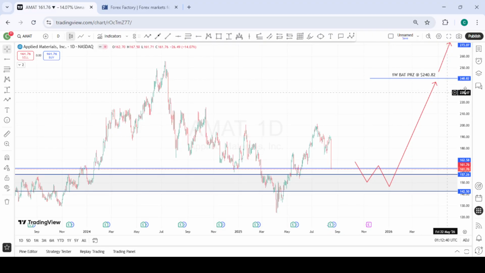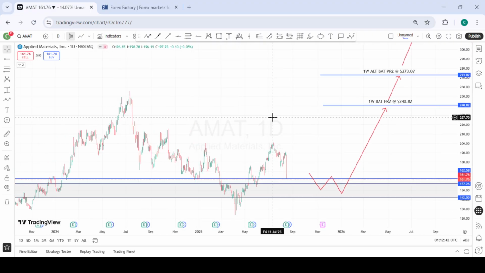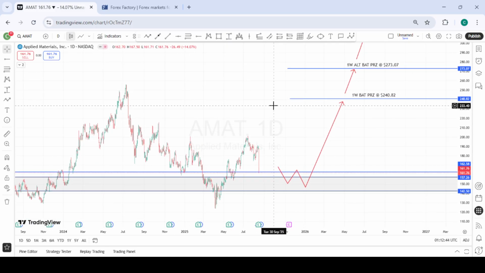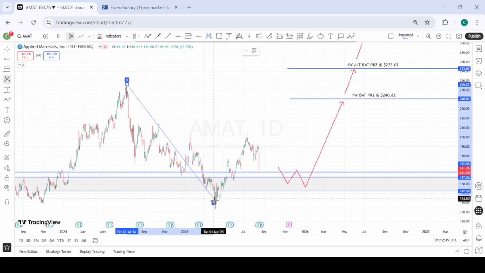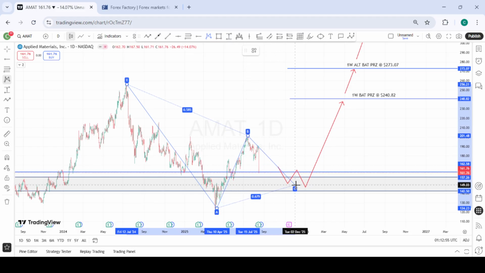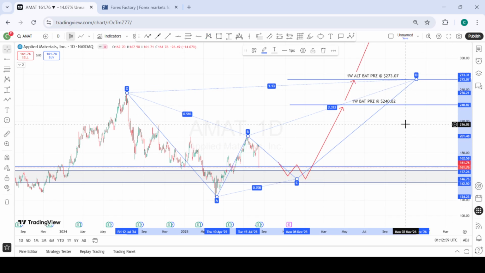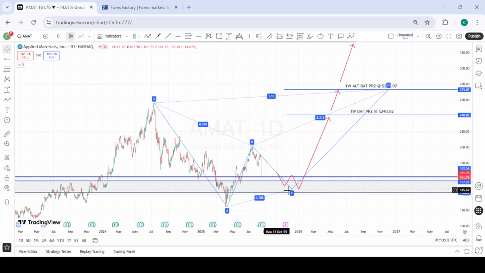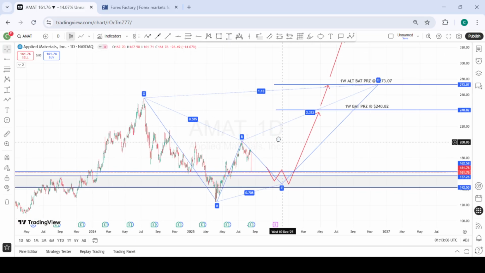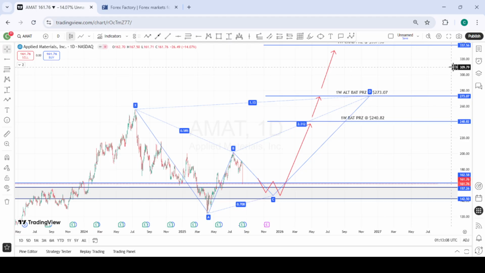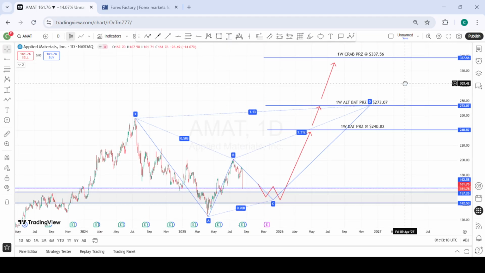So applied materials, as you can see, is forming a potential harmonic pattern. So we currently have our X, we have our A, we have our B, and a possible C leg is developing as we speak. So going into next week, we're looking forward to pull back into this area, look for bullish confirmations, and get buying opportunities to the upside. So those who are into stock trading can look forward to it.